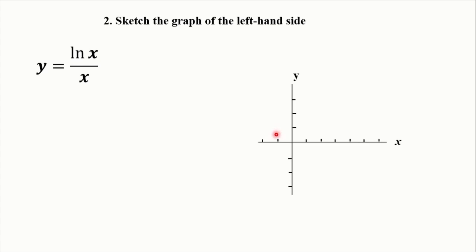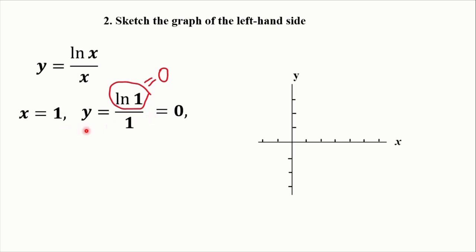First, we take x equal to 1 and calculate y. y is equal to ln 1 over 1. The natural logarithm of 1 is equal to 0, so we have 0 here. So (1, 0) are the coordinates of a point on the plot, and this is this plot.